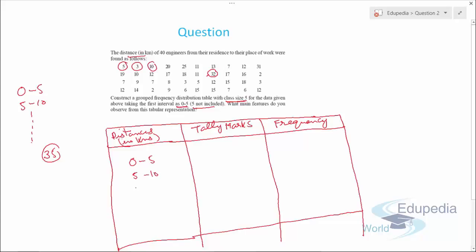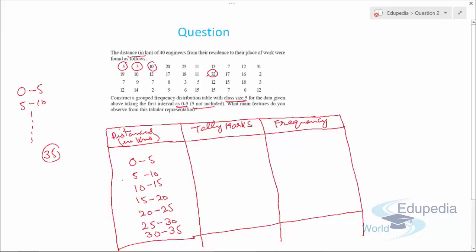Now over here we need to write distance 0 to 5, 5 to 10, 10 to 15, 15 to 20, 20 to 25, 25 to 30, and 30 to 35. So we have the different classes now, right?